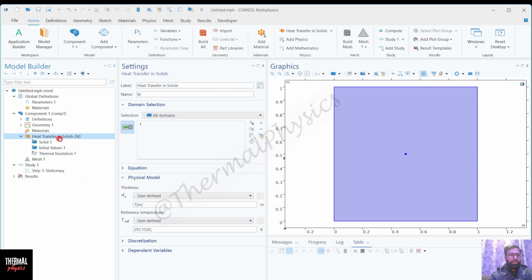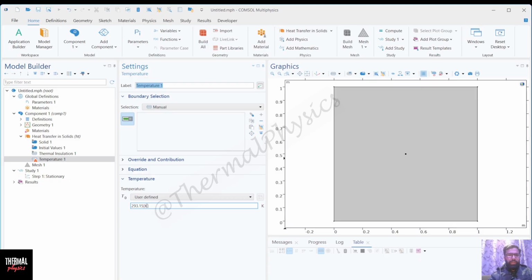Then we have to choose the boundary conditions. All the four edges are at 0 degrees Celsius, so we'll choose temperature, and we will write 0 degrees Celsius, and we will choose where this, as well as this is the one boundary condition.